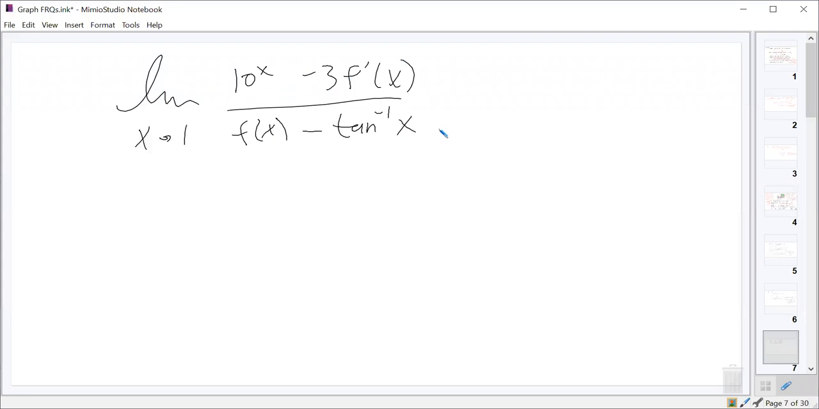Now, oftentimes on the AP test in the free response question, maybe not often, but every once in a while, they will give you a limit question, just some random limit question that doesn't really seem all that related to what you've been doing. They just want to see if you can find a limit. A lot of the time, those limits will turn out to be indeterminate because they want you to use L'Hopital's rule. Okay? But what should you do first?